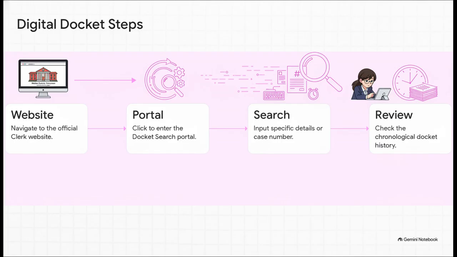Now, quick pro tip for you here. If you happen to have a unique case number, like 23CR0001, use it. It'll save you so much time compared to searching a really common last name. Finally, Step 4, review that chronological docket's history. It gives you a complete log of everything that's gone down in the case, from the very first filings to the judge's final orders.